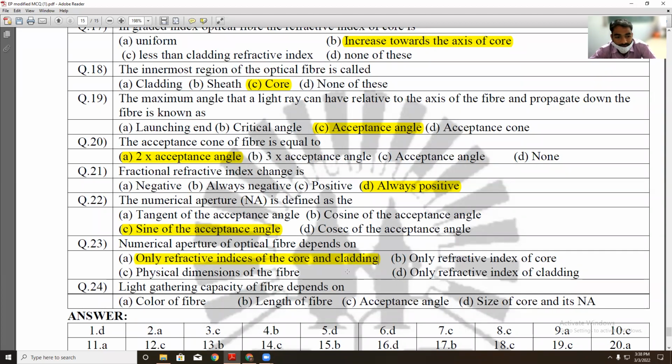Light gathering capacity of fiber depends on color of fiber, length of fiber, acceptance angle, size of core and its NA. Yes, good, D. Light gathering capacity of the optical fiber depends on two factors. Which are these two factors? The first factor is the size or the diameter of the core, and the second is the numerical aperture. Okay, so these are the important MCQs based on the optical fiber.